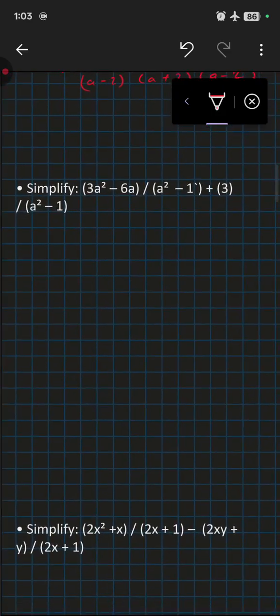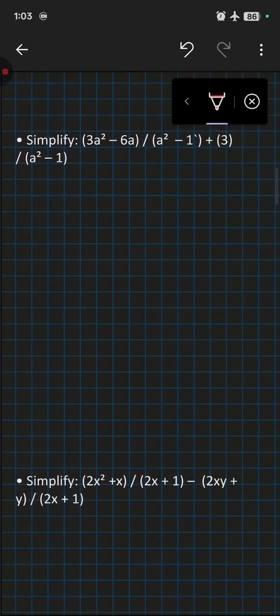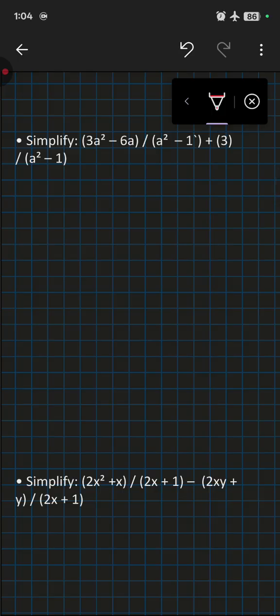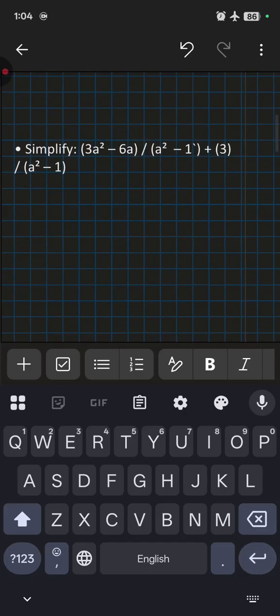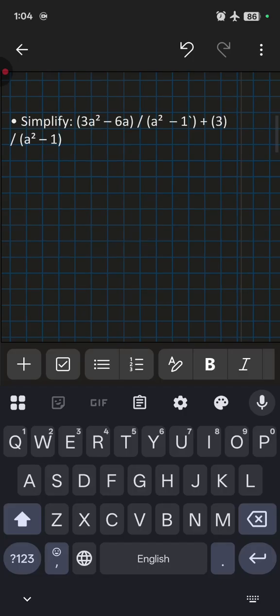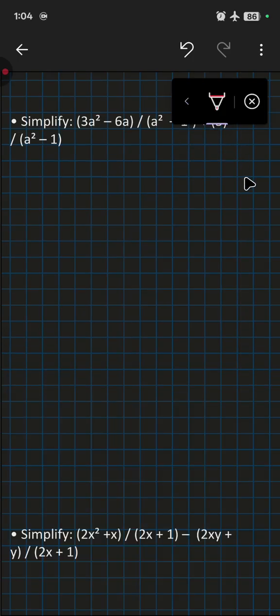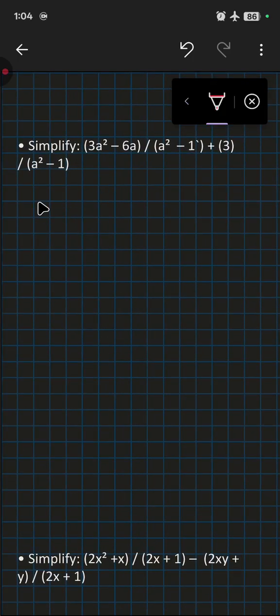Moving down to the next question. Let me have some more space for this also. 1 2 3 4 5 steps. Okay, so this is the question. In this question, what do we see in the numerator? 3a square minus 6a whole upon a square minus 1. Similarly, in the other term, we have 3 by a square minus 1.